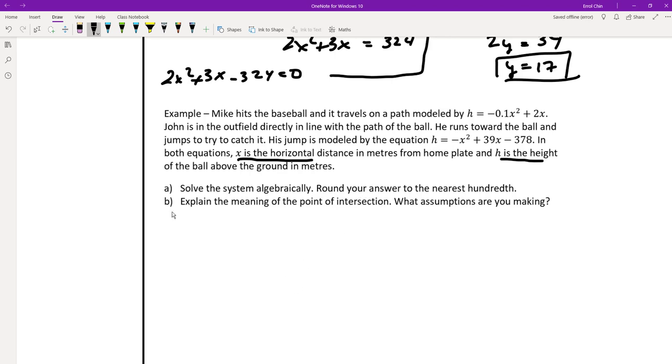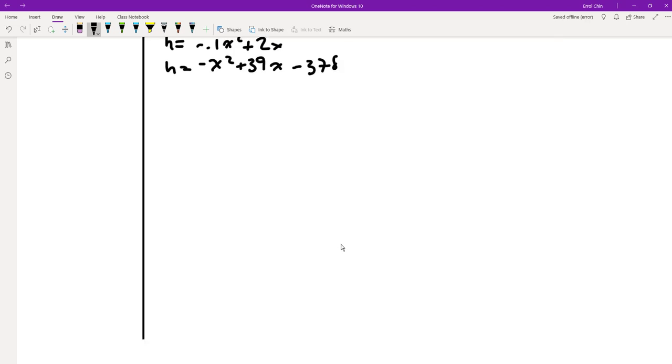Okay, so solve algebraically. What we're going to do is make the two h's equal. So this is h is equal to negative 0.1 x squared plus 2x, and the other h is negative x squared plus 39x minus 378. All right? And so we're going to make these two things equal.